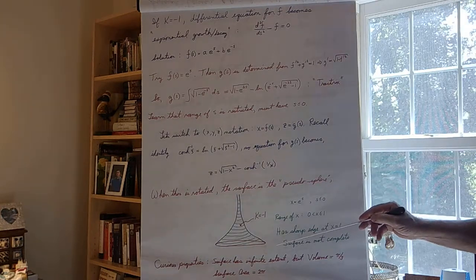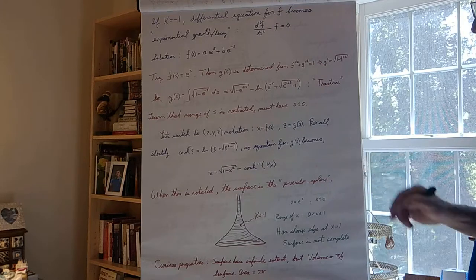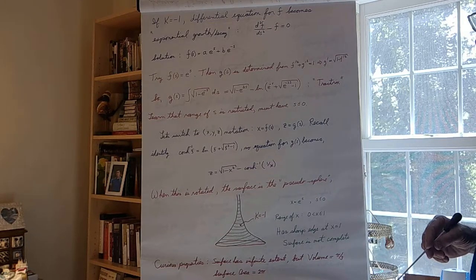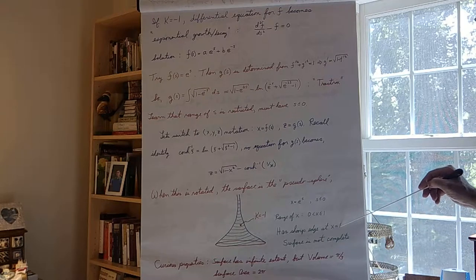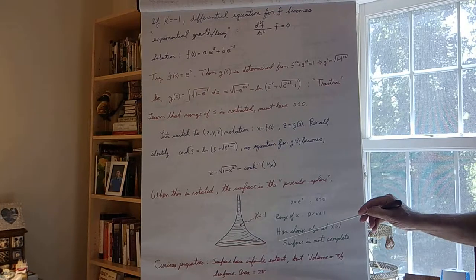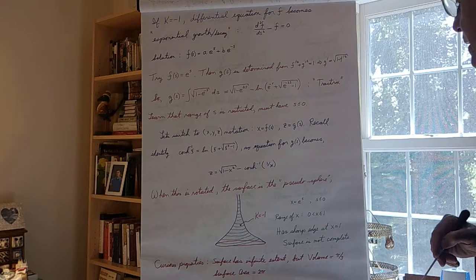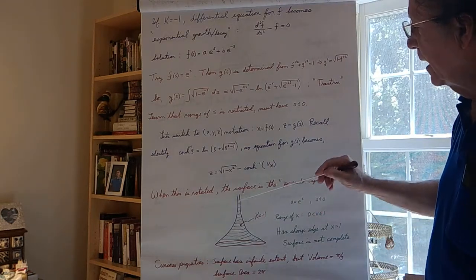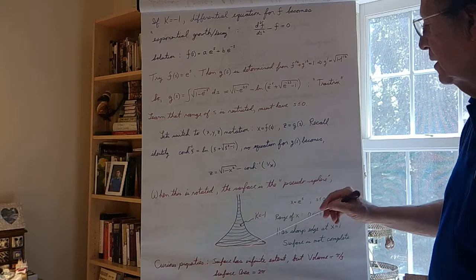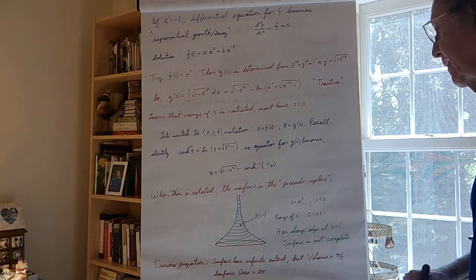A problem with it is the restriction that I learned, that x has to be held less than or equal to 1. It has a sharp edge at x equal to 1. So in fact, the surface is not complete. I'm solving the differential equation here, but there's an edge. If I go to the edge, it's ill-defined.